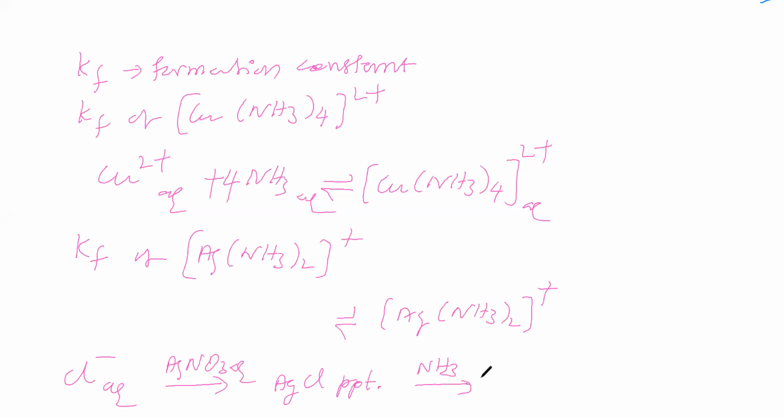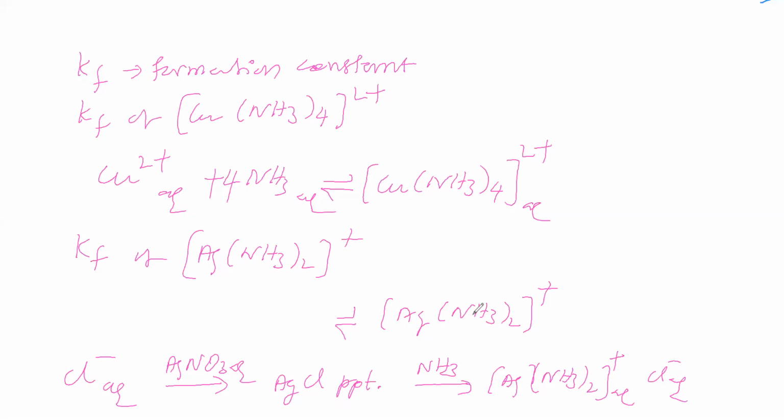If you add excess ammonia, the precipitate dissolves due to formation of a complex. Now see, in the salt analysis, chloride analysis, we take the chloride salt and dissolve it in water. That salt gives Cl- aqueous. To that you add aqueous silver nitrate, and you get a white silver chloride precipitate. If you add excess ammonia, the precipitate dissolves due to formation of the complex.